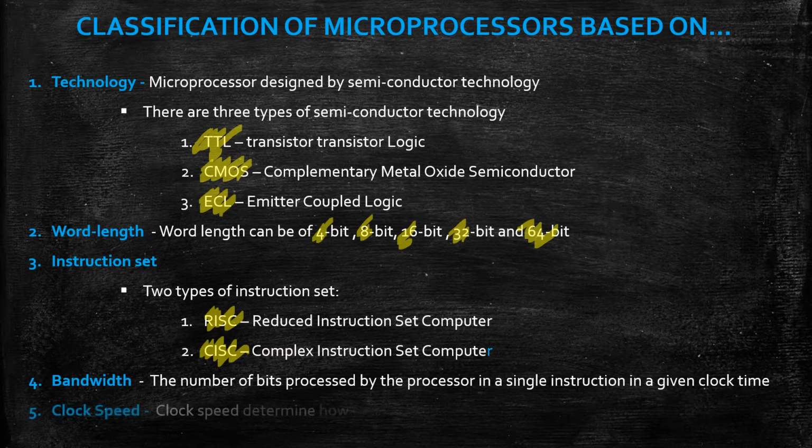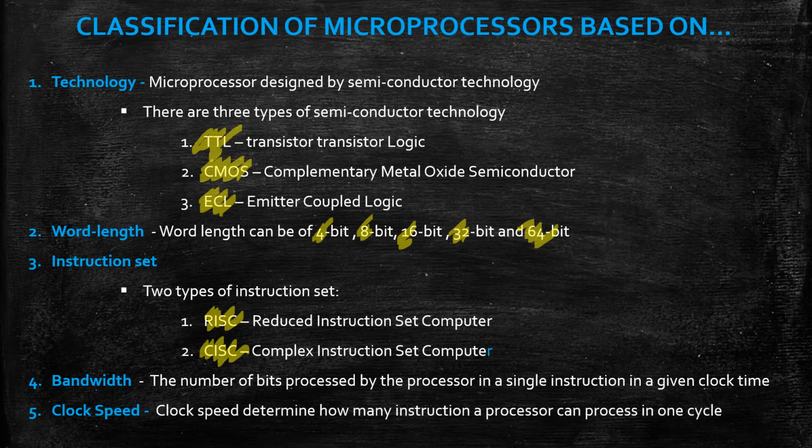And the last class category is the clock speed. So if you must have heard that 15,000 megahertz, 6,000 megahertz, 2,000 megahertz, right? So what is this? This is the clock speed. That clock speed determines how many instructions a processor can process in one cycle. Let's say your processor can perform 1 million instructions, so the clock speed is 1 million, right? So these are the different classifications for the microprocessor based on technology, word length, instruction set, bandwidth, and the clock speed.